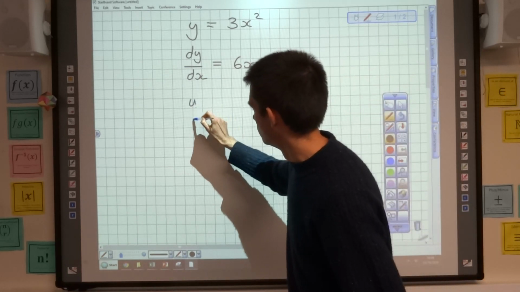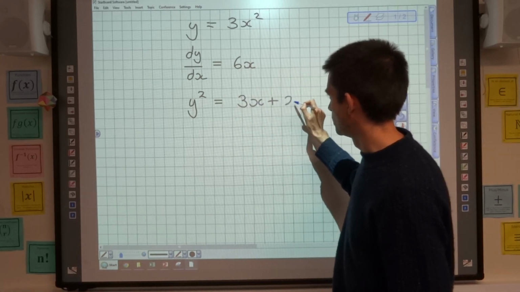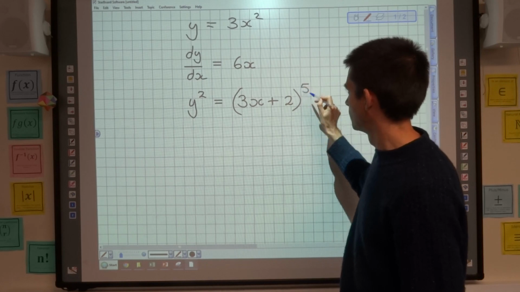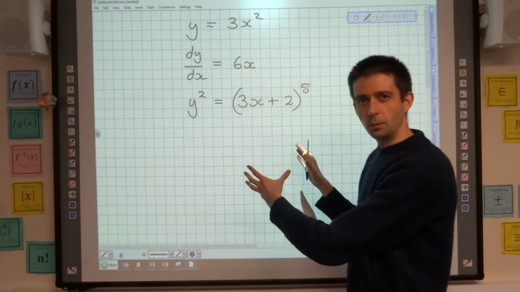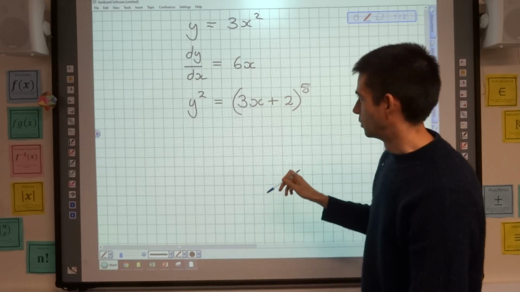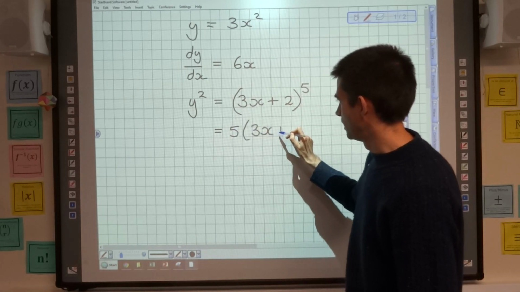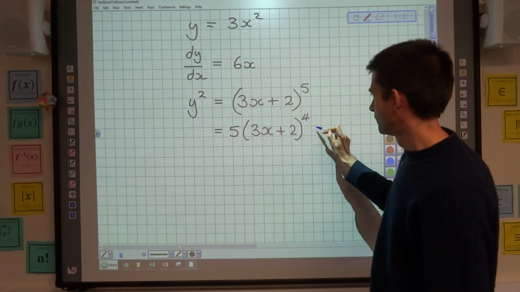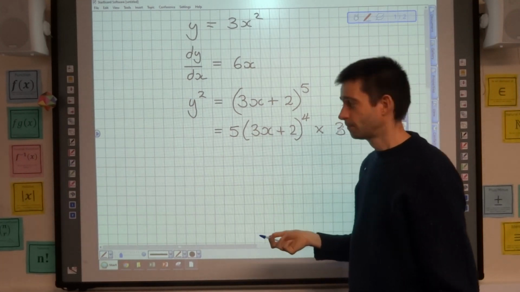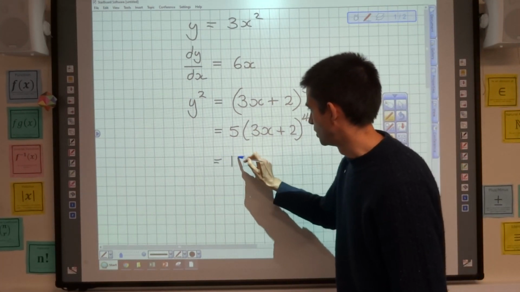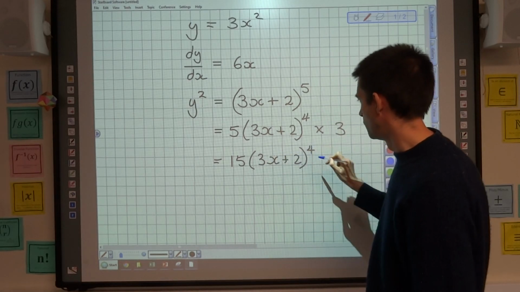So if, for example, instead of y, we had y squared, and we had a function such as (3x + 2) to the power of 5, looking at the right-hand side, if we were going to differentiate that, clearly we'd be using the chain rule. So it would be 5(3x + 2) to the power of 4, multiplied by the differentiated bracket, which would be 3. That gives us, as a simplified expression, 15(3x + 2) to the power of 4.